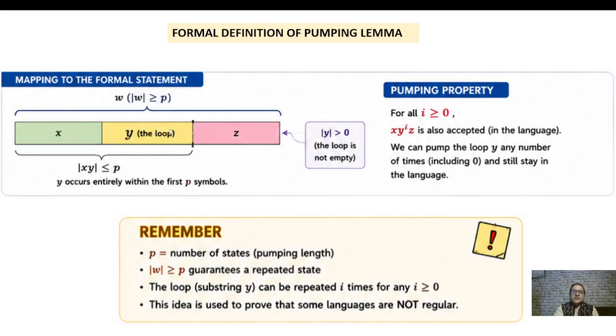Finally, the generalization: x y to the power i z belongs to the language L. This simply means we can travel around the loop with i equal to 0 and i greater than 0, so any number of times, and the resulting string is still accepted. The mathematics is simply describing the same train journey we have just understood.